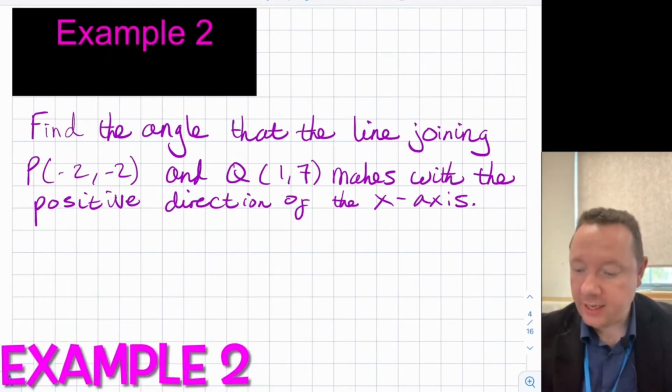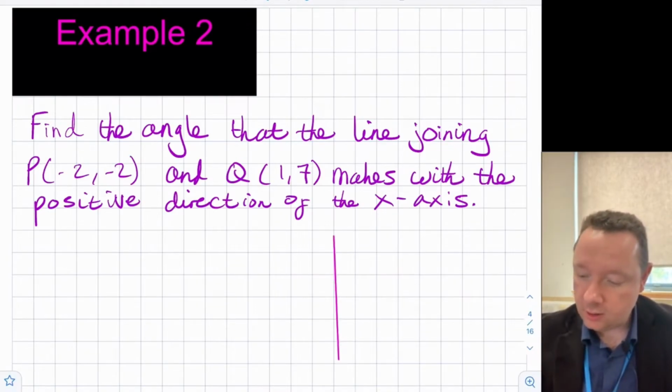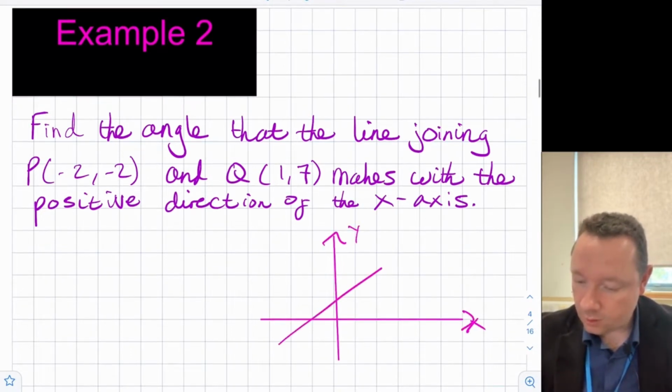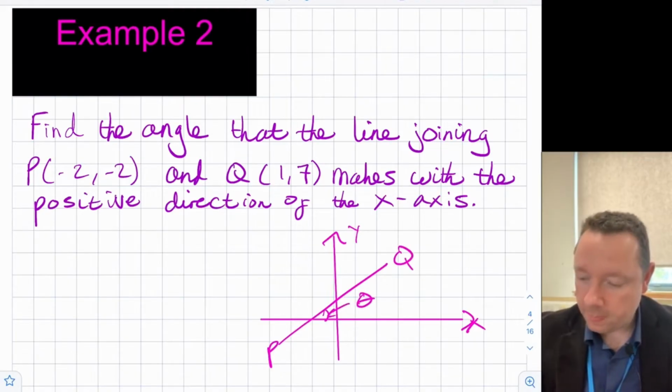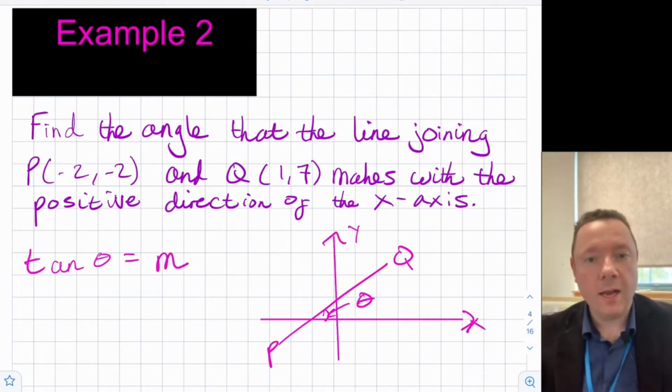Example 2 says find the angle that the line P(-2, 1) and Q(1, 7) makes with the positive direction of the x-axis. What's it asking us? Well, if we draw ourselves a little picture, there's an x and y axis roughly. And we've got some line with two coordinates, a P and a Q, and it's asking us, what is this angle in here? Let's call that theta. So we already know that tan theta equals the gradient. So if we can find the gradient, we can work backwards to find the angle by using the inverse tan.